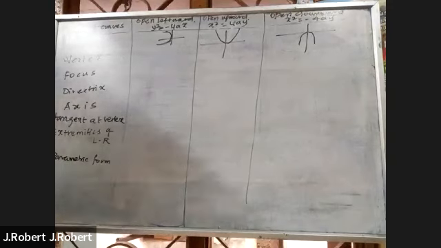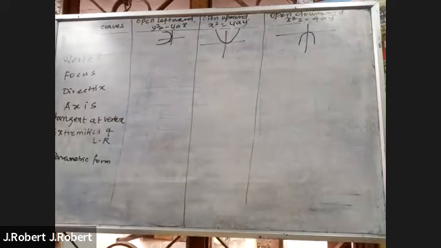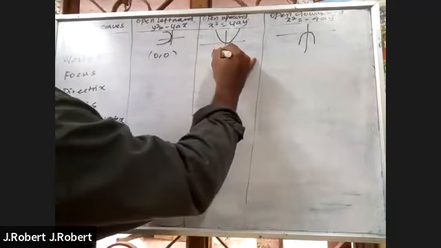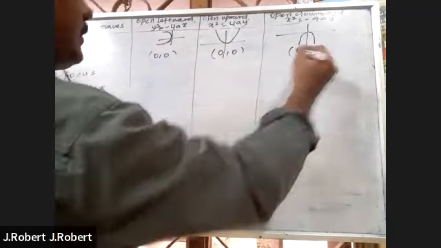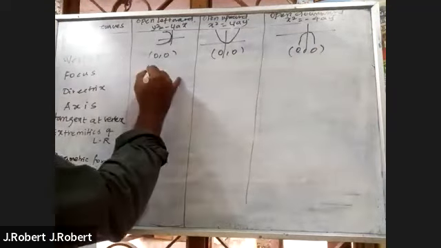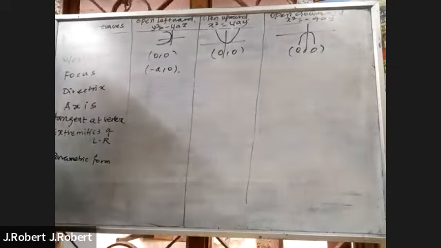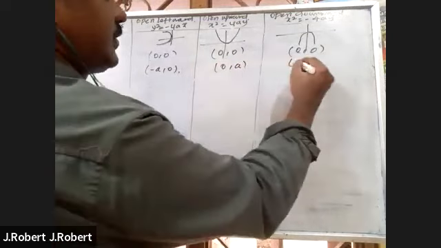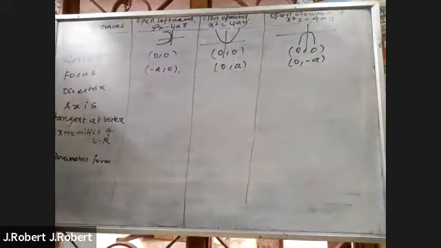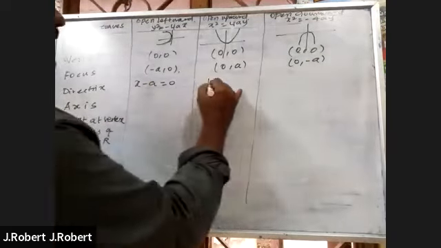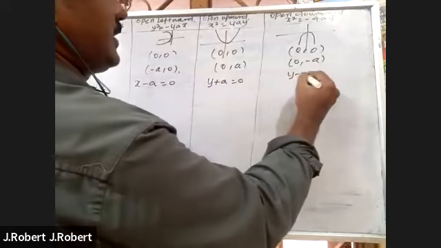Okay, so now let us take the vertex. Vertex for all the forms is 0, 0. The next one is focus. It is a, 0; -a, 0; 0, a; 0, -a. The next one is directrix: x minus a equal to 0, x plus a equal to 0, y plus a equal to 0, y minus a is equals to 0.